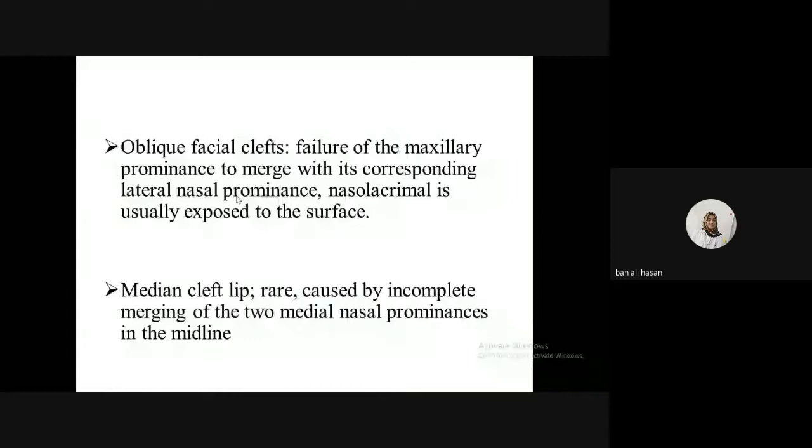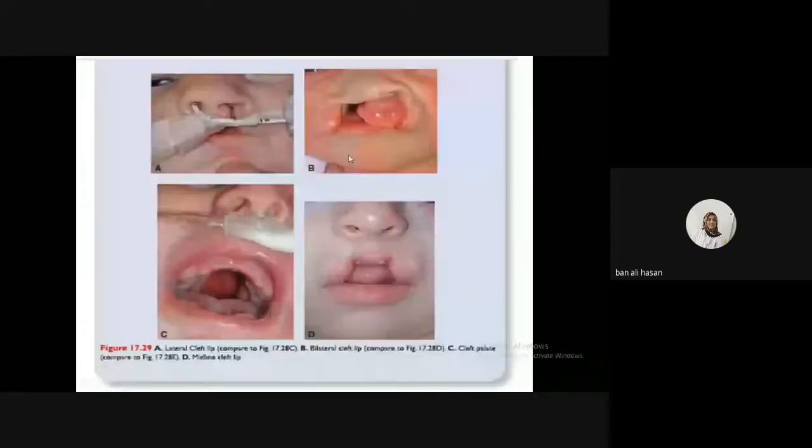And also median cleft lip. This case is rare actually, and caused by incomplete merging of two medial nasal prominences in the midline. Look at this case. You have a lateral cleft lip and a bilateral cleft lip in this case, and this case is midline cleft lip, the D part. This one is midline cleft lip.